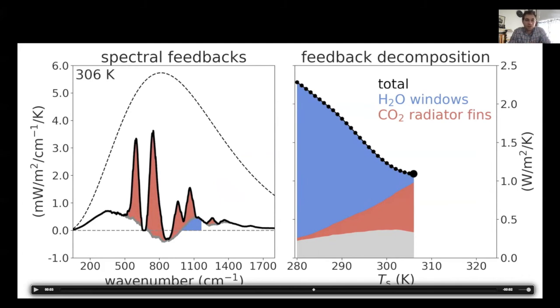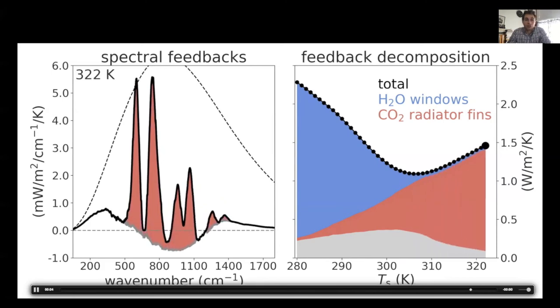But because of the presence of CO2 and those radiator fins, you're actually still able to stabilize the climate. And you can see that those radiator fins are becoming stronger and stronger at higher and higher surface temperatures. And in fact, by the end of this parameter range, they really contribute almost all of the spectral feedback.